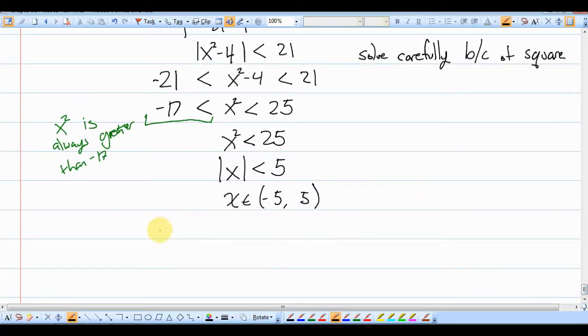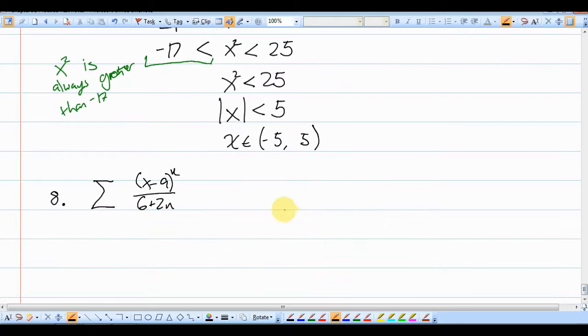Okay. Like you said, we're skipping around, so we're going to skip to 8. And we're supposed to find the interval of convergence for the series x minus 9 to the n over 6 plus 2n. This is non-geometric, so we'll use a ratio test.